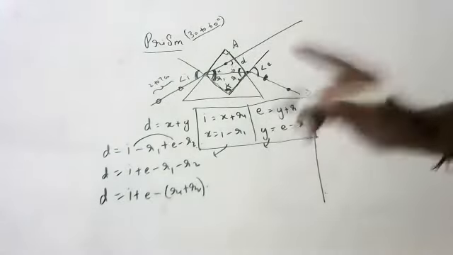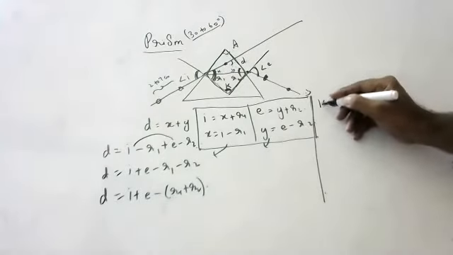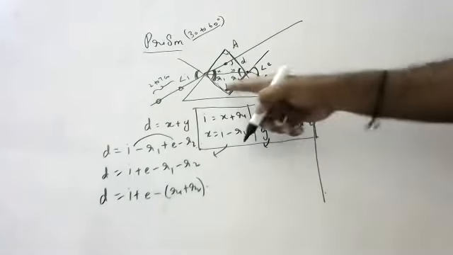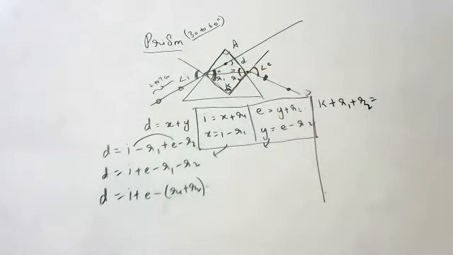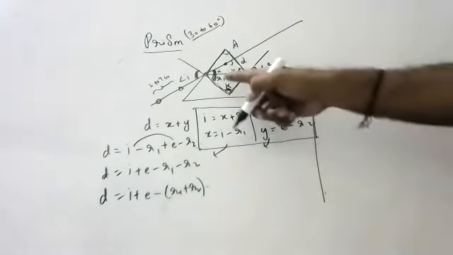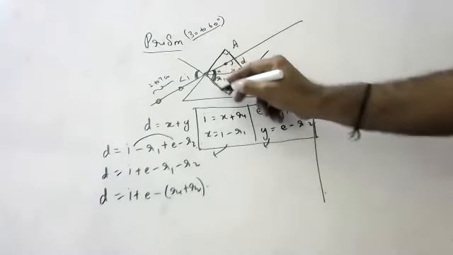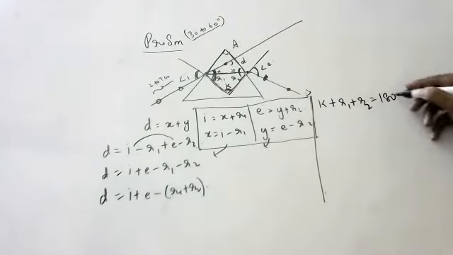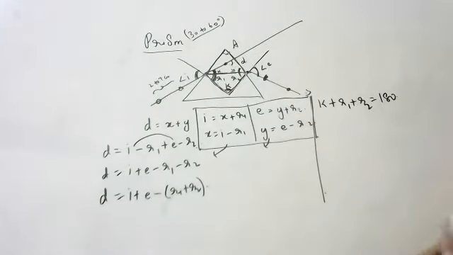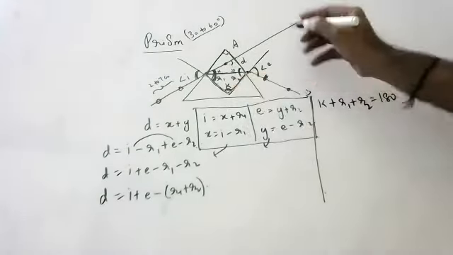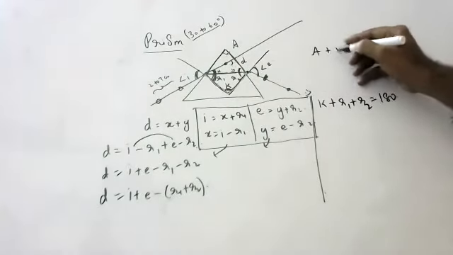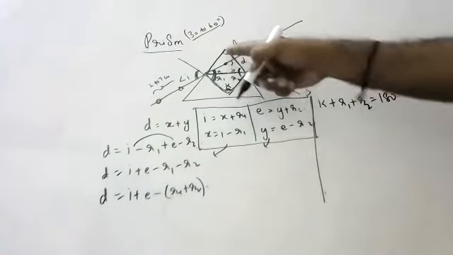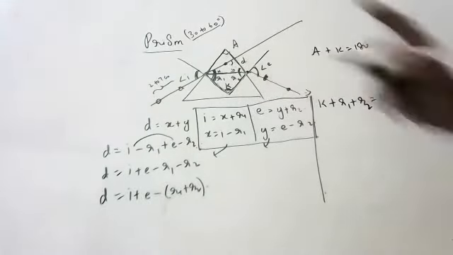So slowly I'm saying, listen. K plus R1 plus R2 is how much in this triangle, anyone? Angle sum property, 180. What can I write for K? A plus K is equal to 180, because the sum of opposite angles will be equal to 180.